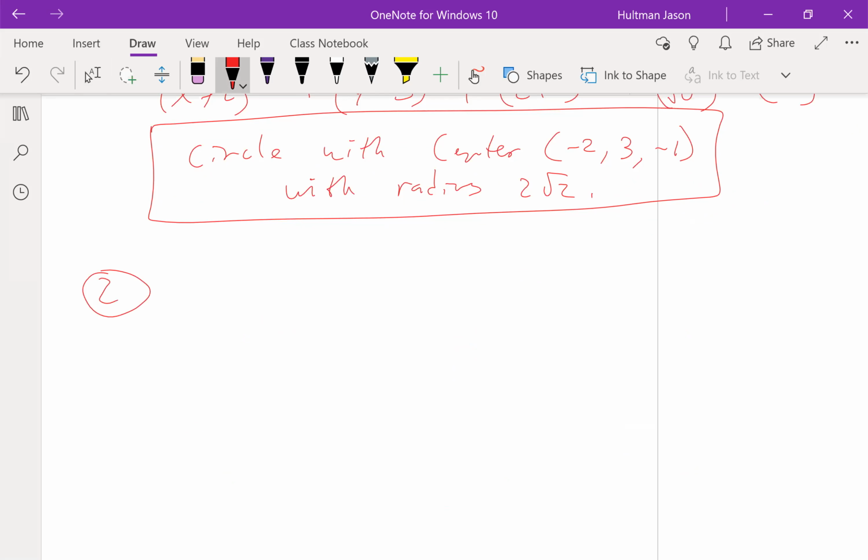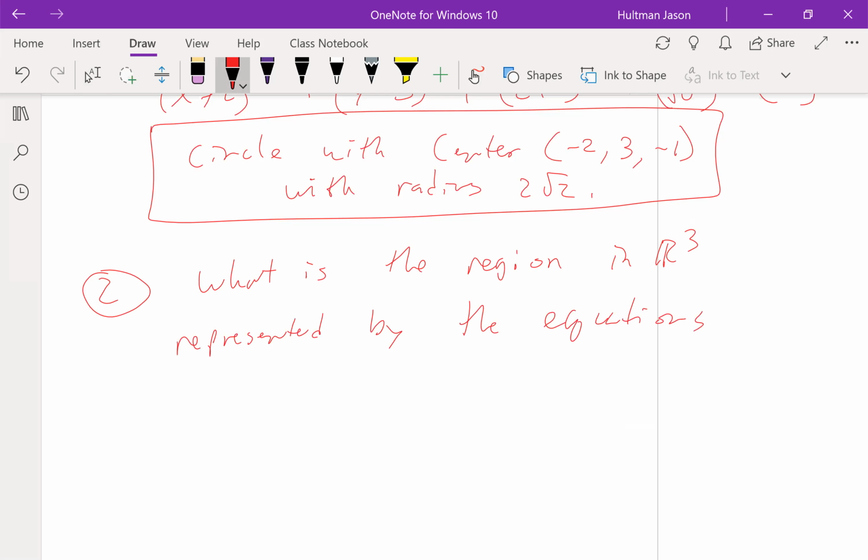Okay, number 2. What is the region in R3 represented by the equations 1 is less than or equal to x squared plus y squared plus z squared is less than or equal to 4, and z is less than or equal to 0? So what's the region that is represented by these equations?